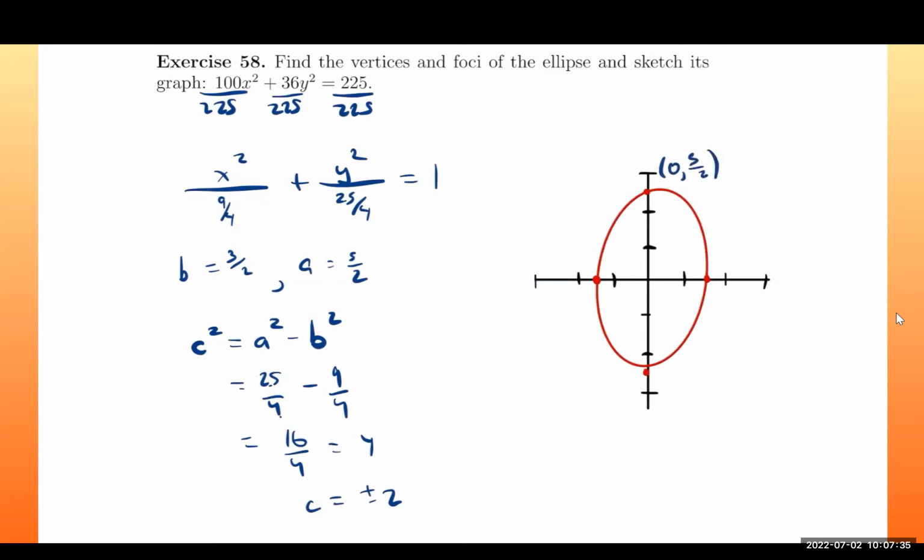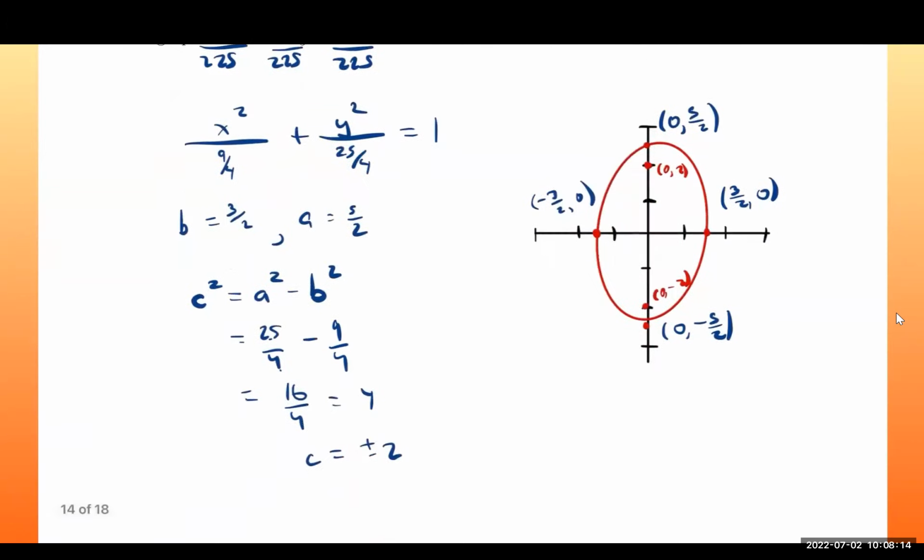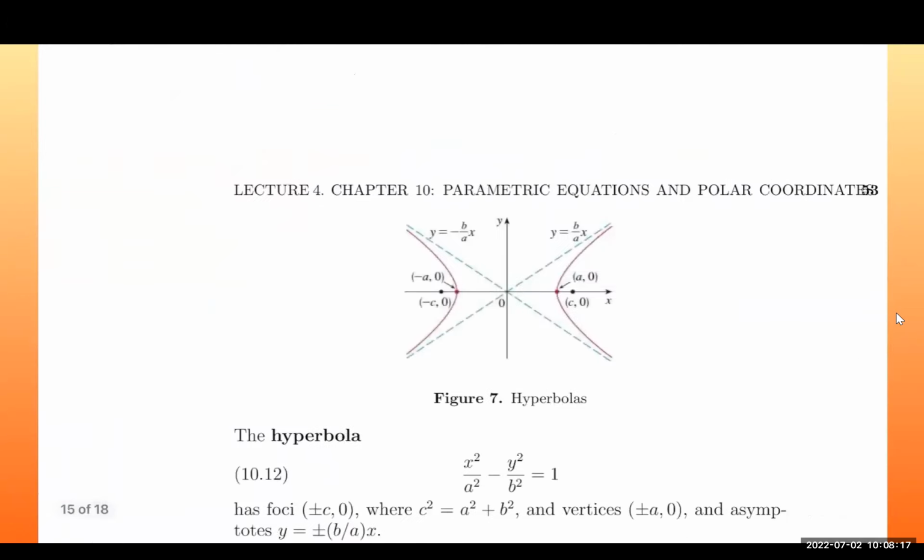Okay, and so we can even label those. This would be (0, 5/2), (0, -5/2), (3/2, 0), and (-3/2, 0). And for the foci, we said it's going to be plus or minus 2 from the center. That means it's going to be up 2, down 2, because the major axis is the y-axis, since it's stretched out vertically. So our foci would be here and here: (0, 2) and (0, -2). And that does it for this problem.